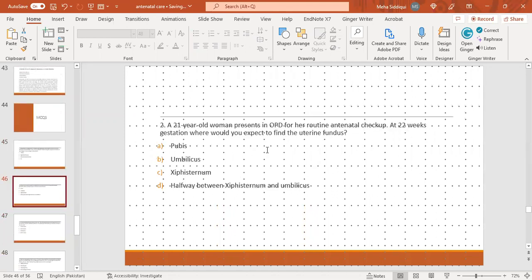MCQ number 2. A 21-year-old woman presents in OPD for her routine antenatal checkup at 22 weeks gestation. Where would you expect to find the uterine fundus? A. Pubis, B. Umbilicus, C. Xiphisternum, D. Halfway between xiphisternum and umbilicus. B. Yes, B is the right option.